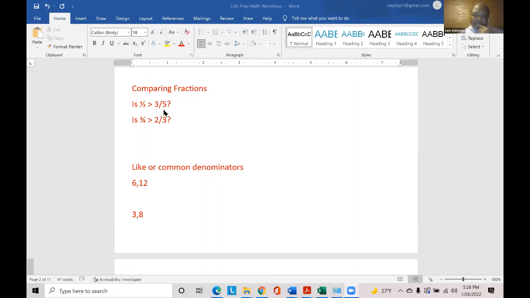Ariana? 3 is more than half of 5. Okay, good. Can someone tell me what would be half of 5, either as a decimal or a fraction? What's half of 5? Ariana? Half of 5 would be 2.5. Perfect, thank you. Right? Half of 5 would be 2.5. So 3 is greater than 2.5. So 3/5 is greater than 1/2. Right?